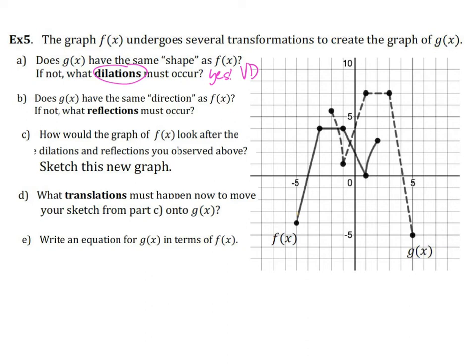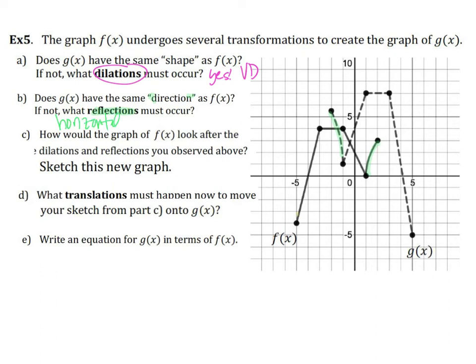Okay, I've cleared the graph, so we can do letter B. Letter B says, does g of x have the same, quote unquote, direction as f of x? If not, what reflection must occur? Well, hopefully you're saying, no, it's not the same direction. On the original one, I had this little hook on my right-hand side. Now in my new graph, the g of x, I have the hook, or whatever you want to describe that as, on the left-hand side. So there's clearly been a reflection. Now, what type of reflection would you call this? Hopefully you're saying to yourself, that's a horizontal reflection.